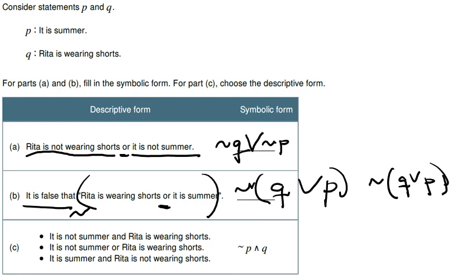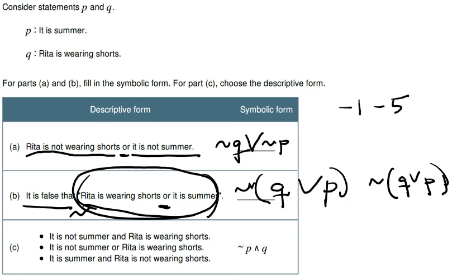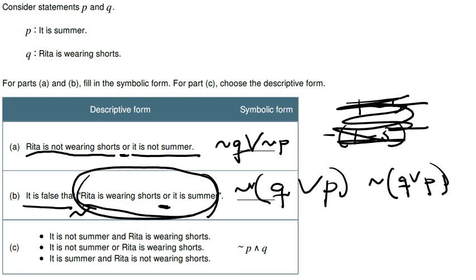But notice the importance of the parentheses here. Okay? This is different than statement A, because in B, we're saying it is false that the entire statement given here. Okay? That's just like, you know, -1 minus 5 could be different than -(1 minus 5) or something like that, right? Okay? So anyway, the point is be careful.